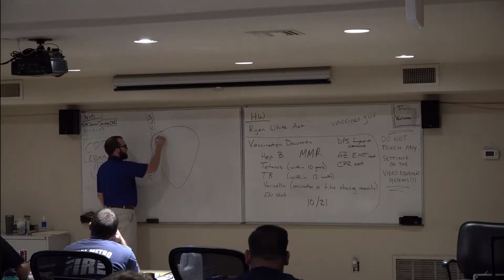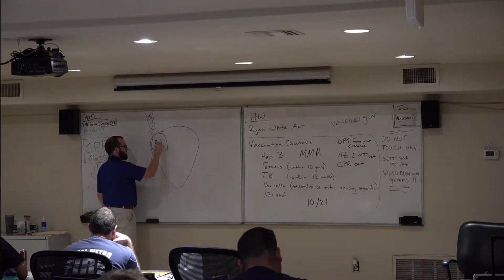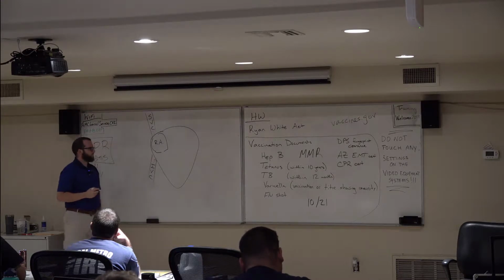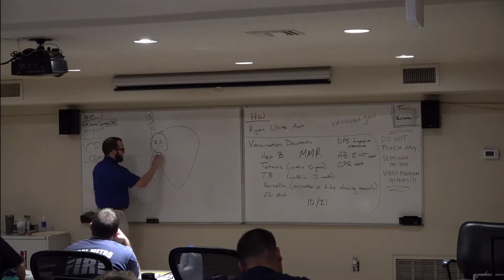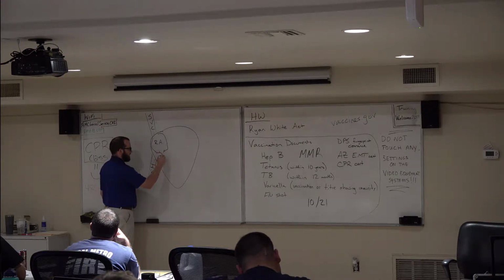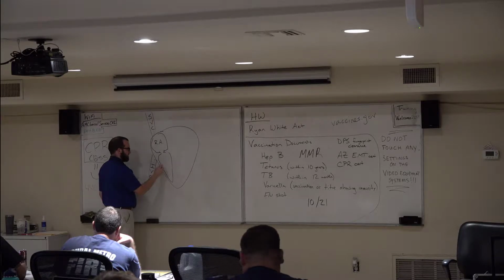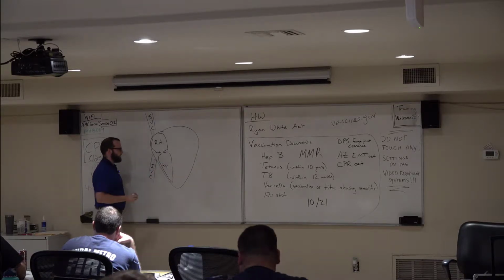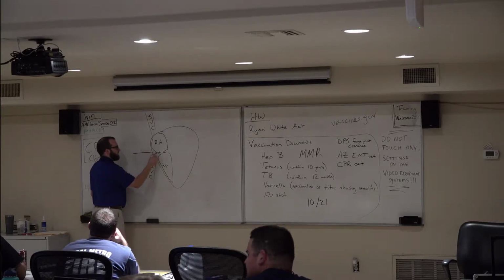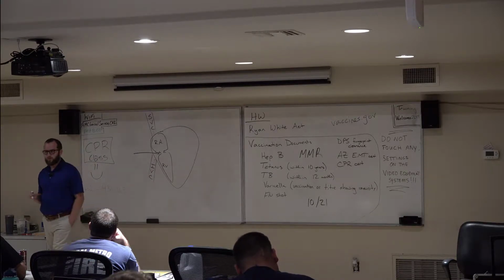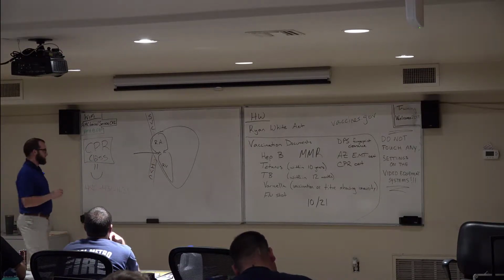And those go into what structure? Good. Right atrium. Good. Right atrium goes into the ventricle. What is that valve called? Tricuspid. Tricuspid, good.